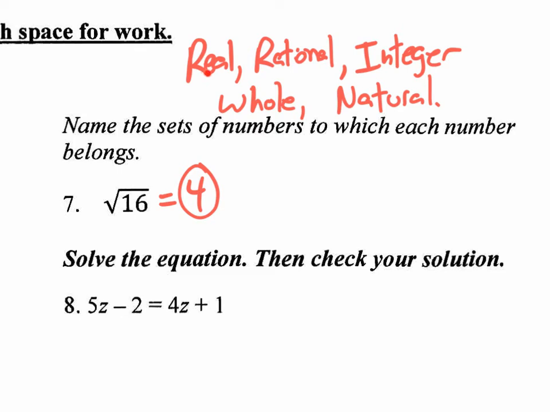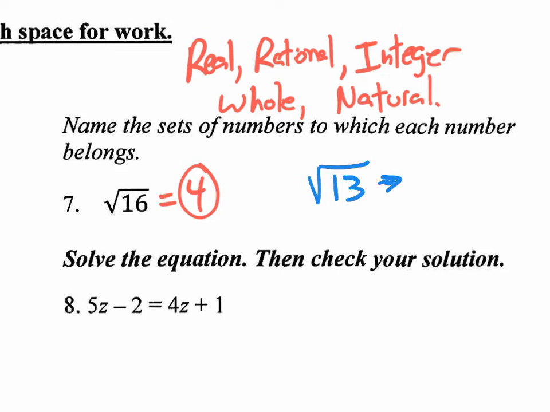If you just say 1, is it wrong? If you just say 1, it's going to be wrong. See, it says name the sets. It probably should read name all the sets, but this means that you've got to name all the groups it belongs to. Now, what if I would have given you the square root of 13? Name all the groups it belongs to.